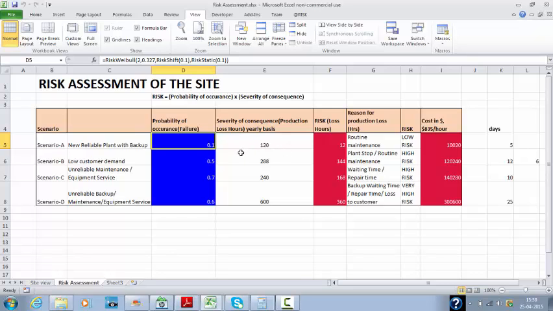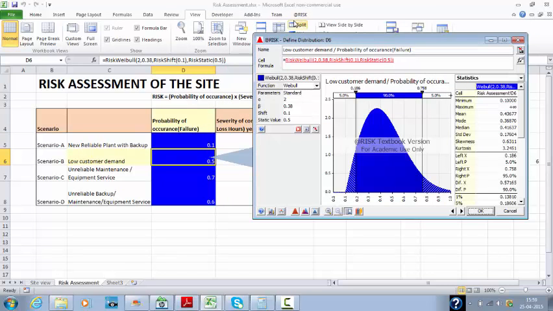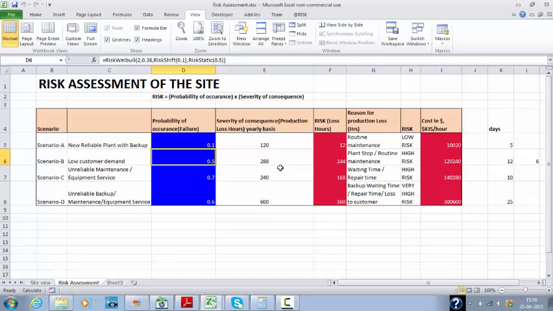Similarly, for low customer demand and unreliable maintenance, I've taken a Weibull distribution. We can have a look at this, and I've chosen an alpha of about 0.38, and the severity constant is 288, and the risk per loss hours works out to 144, and the cost is about $120,000 to $40.